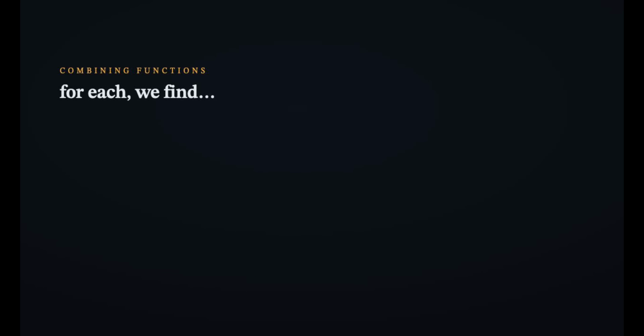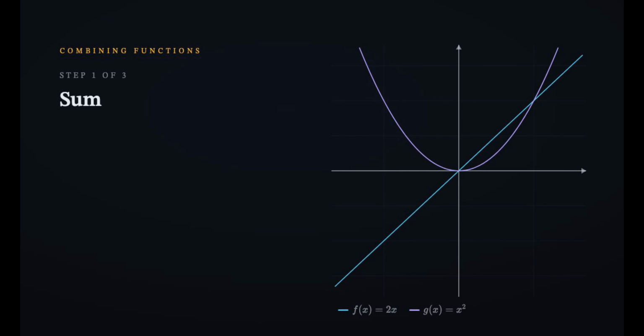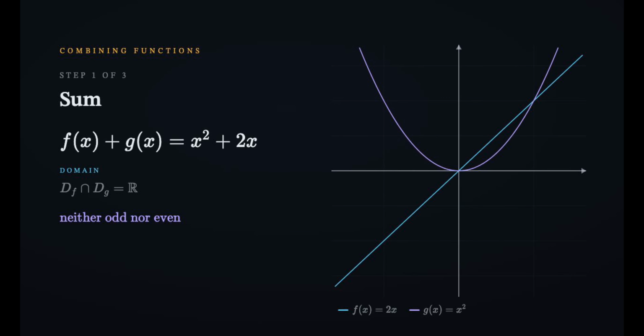Let's go through each of them and find their domain, range, odd or even, as well as how to graph them, with examples f of x equals 2x and g of x equals x squared. First of all, adding two functions. f of x plus g of x equals x squared plus 2x. The domain is the intersection of the domains of f of x and g of x. That is, for x to work in the sum, x must be allowed in both of the summed functions. The range is harder to see, so compute the sum f of x plus g of x first, then graph to see it. To find odd, even, or neither, compute the sum and test normally by replacing x with minus x. To graph, compute the sum and graph normally.